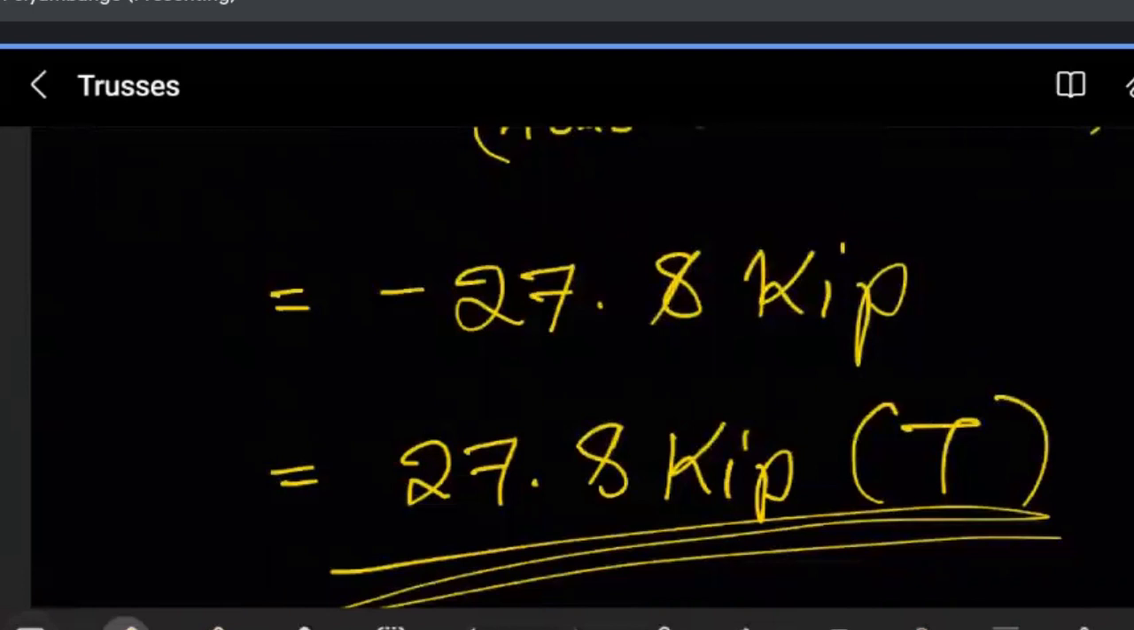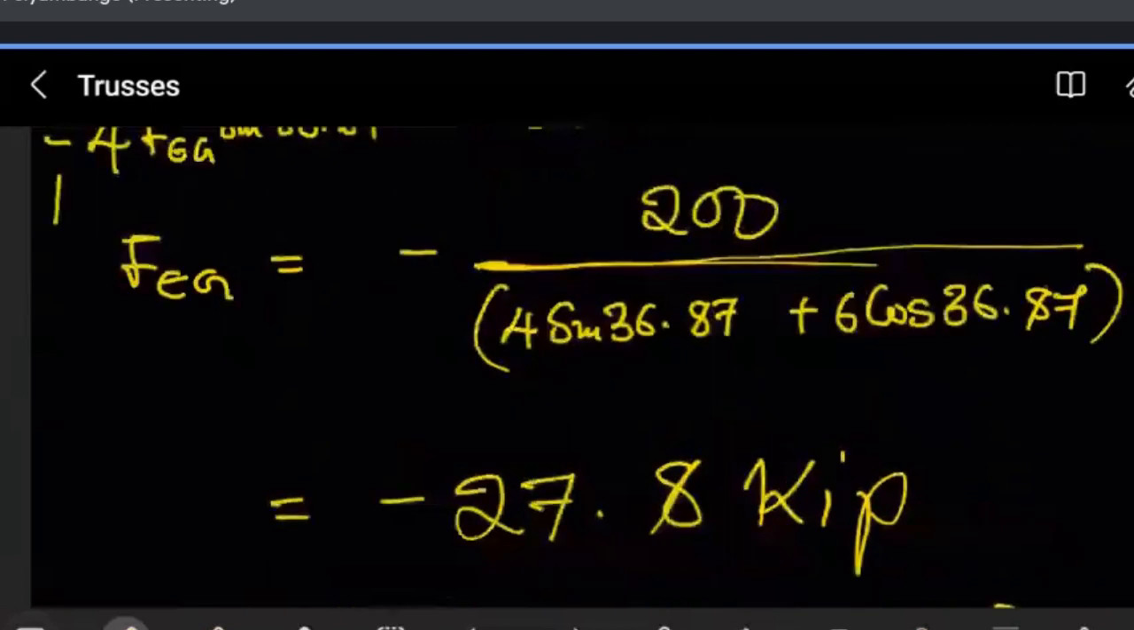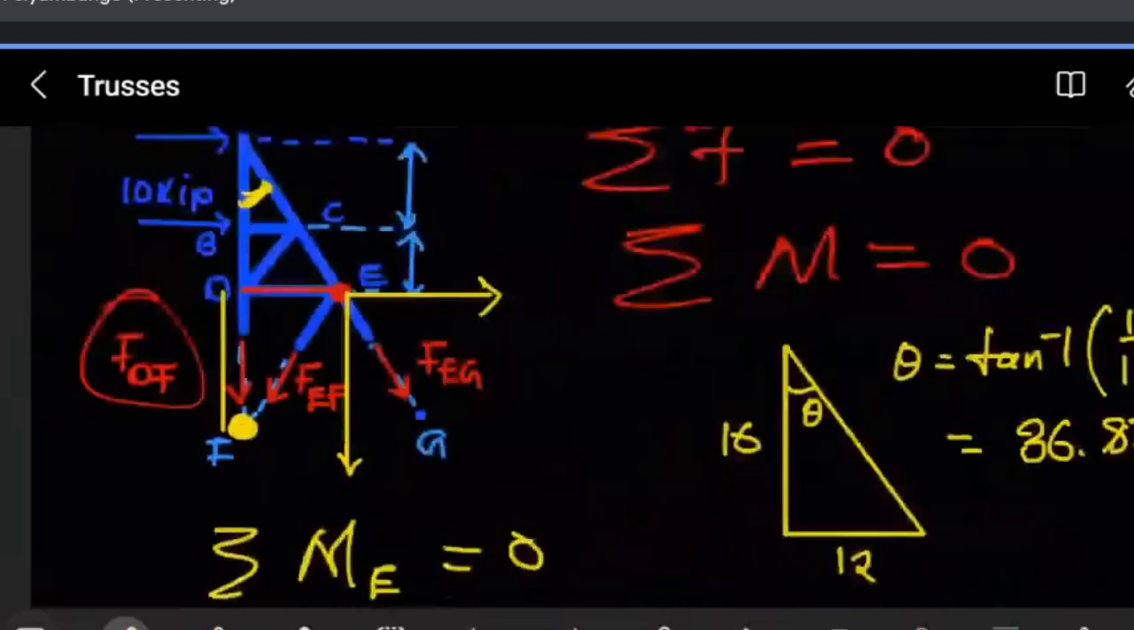So once we have figured out this one, now the only one that is left is EF. Now, how do we find EF? Well, to find EF now, we can use either the sum of forces or the sum of moments. So either one now can work. But which one will be the easiest? Because you always want to use the easiest method.